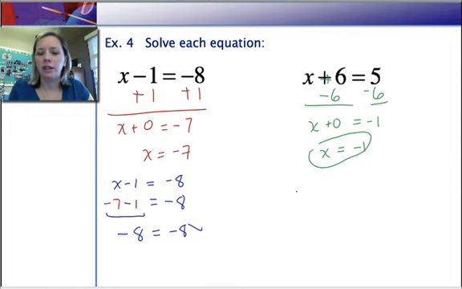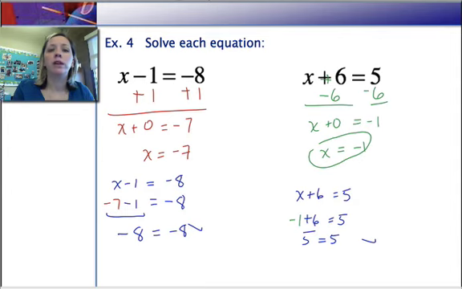Now I'm going to check it. X plus 6 equals 5. I'm going to plug in x equals negative 1. So we have negative 1 plus 6 equals 5. Negative 1 plus 6 is 5. 5 equals 5. Check, we have a correct solution.